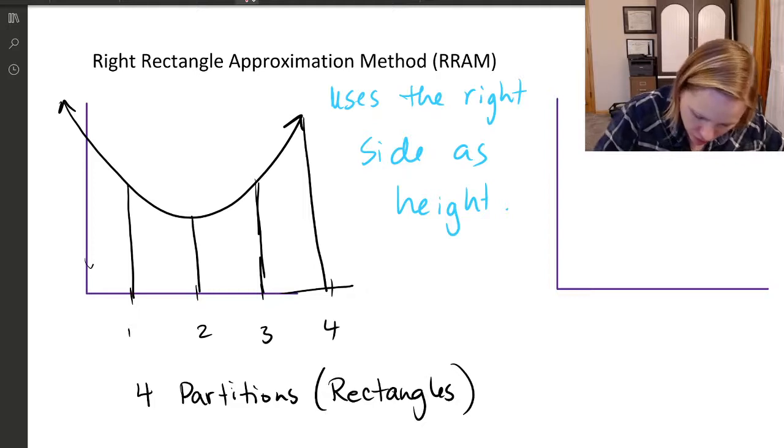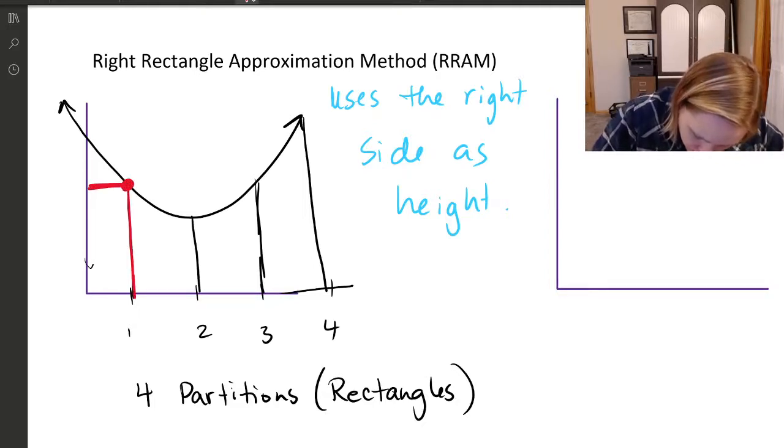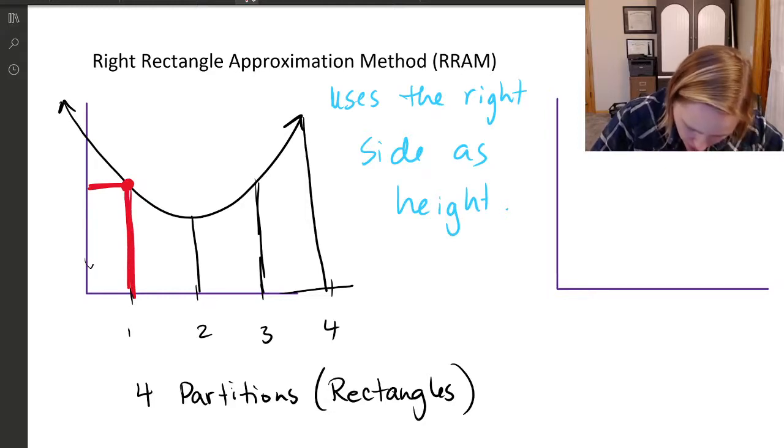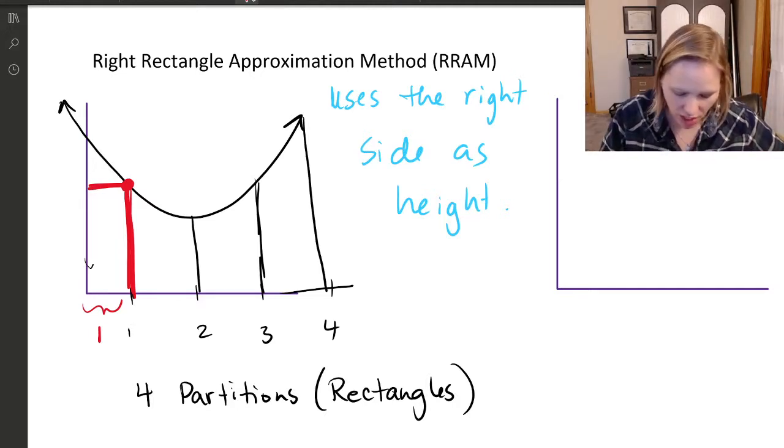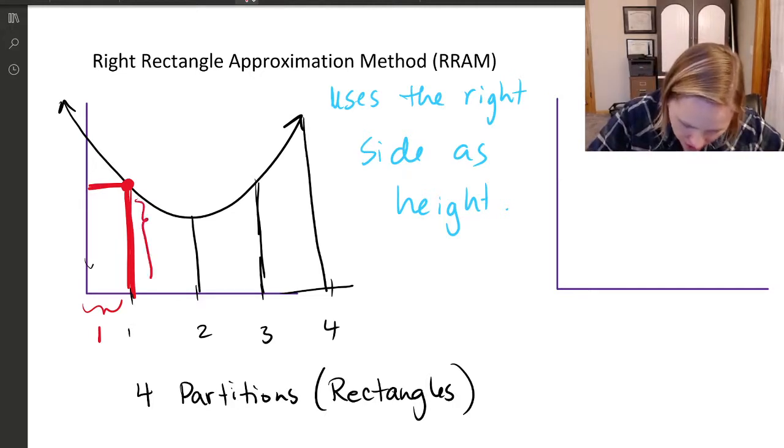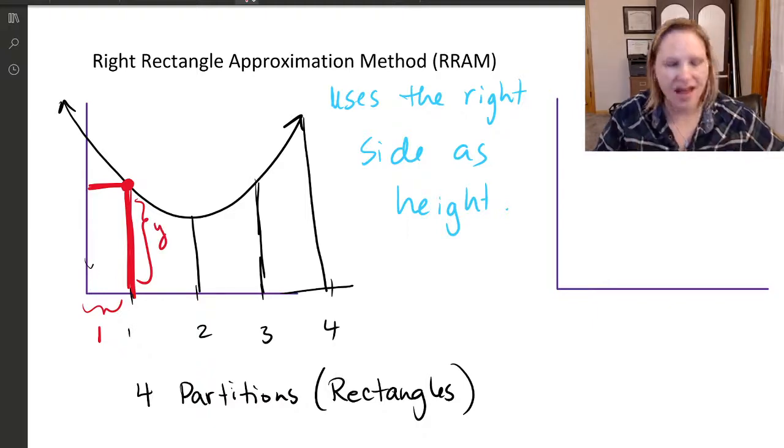So here, my first rectangle, I'm going to go to the right side of the interval, and I'm going to draw, this is my rectangle. This is my RRAM rectangle. So I still have one side is 1, right? So that would be my width. And then the height is still y, but it's this y value, not the other side.